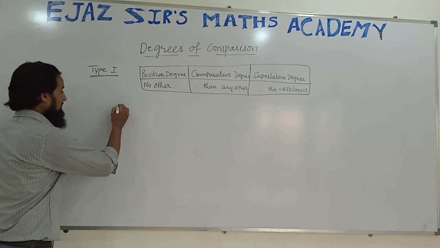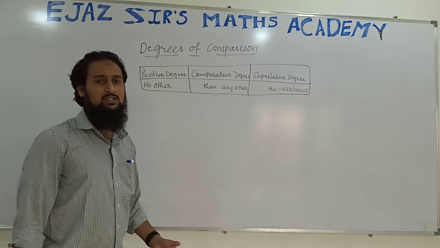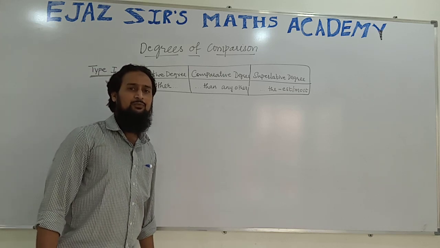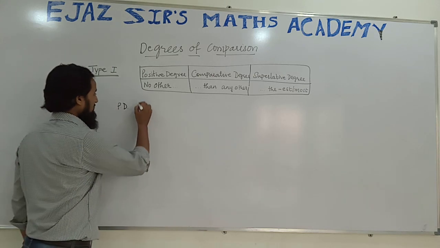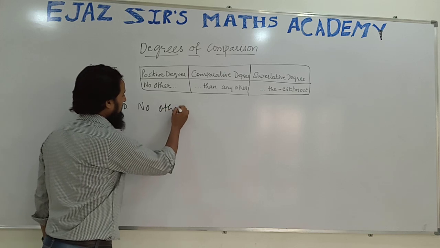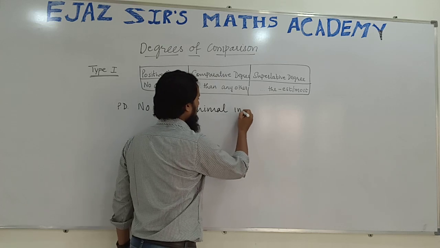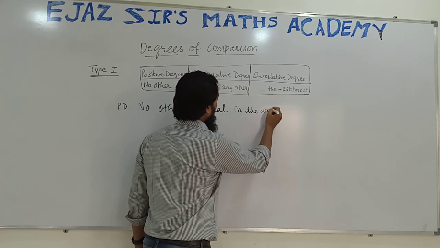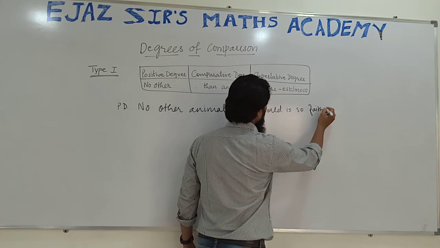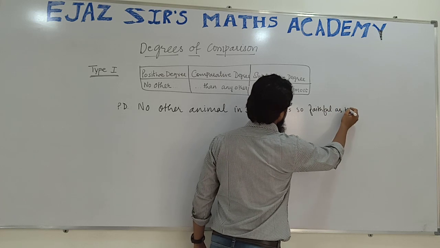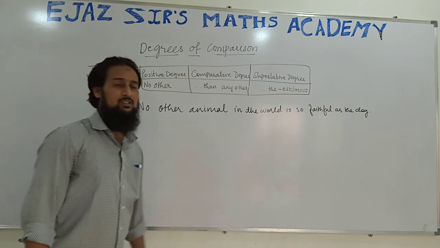It's example number 1, positive degree. I'll teach you a few examples, and then you will have to do the given examples. I'll give you an assignment. So positive degree. No other animal in the world is so faithful as the dog. No other animal in the world is so faithful as the dog.